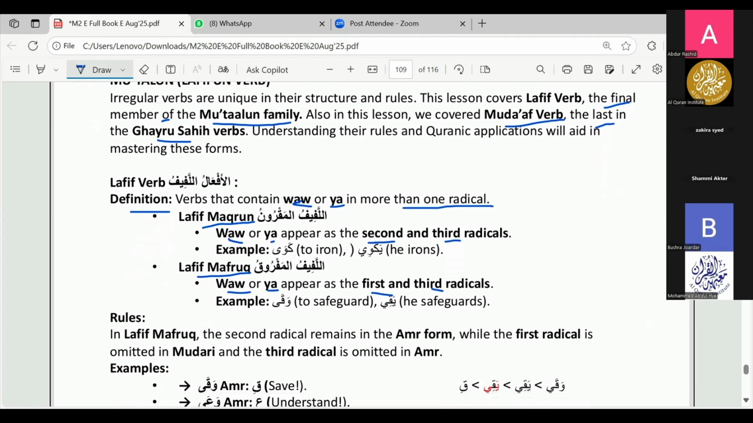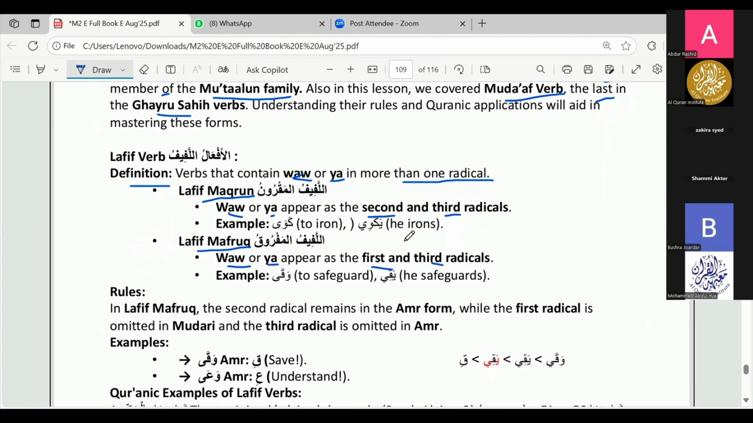Now, here are some examples like kawa, yakwi. Here waw and ya are close to each other, second and third radicals, which is lafif makrun. And in this example, waqaya, waw and ya are apart from each other, first and third radicals. That's why it is lafif mafruk. So now we will go through some rules.